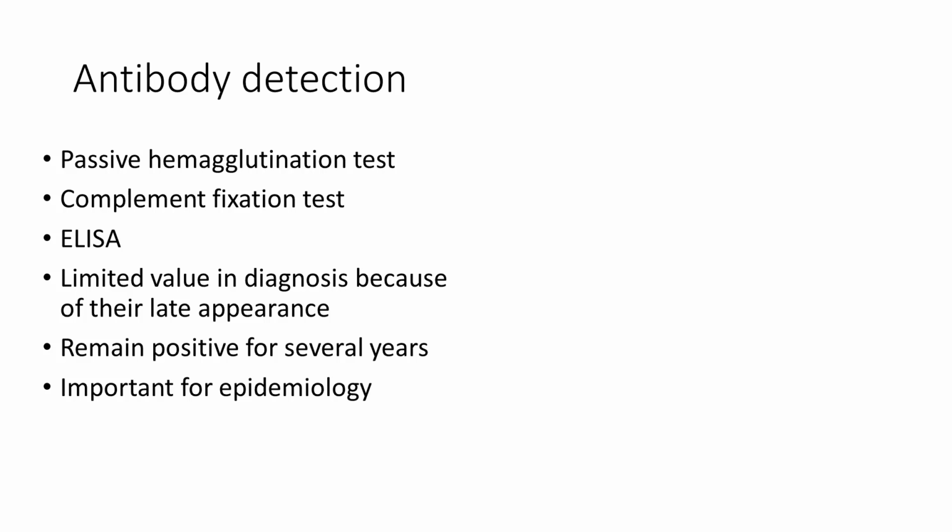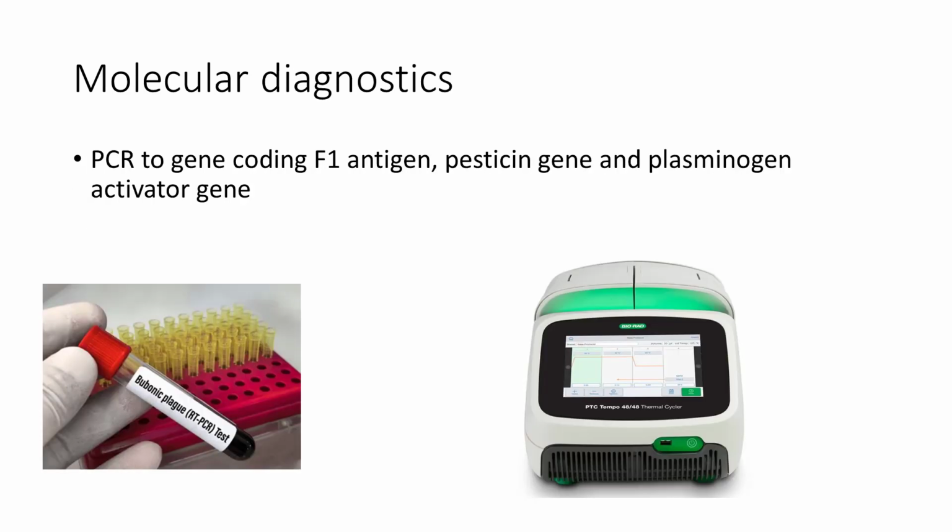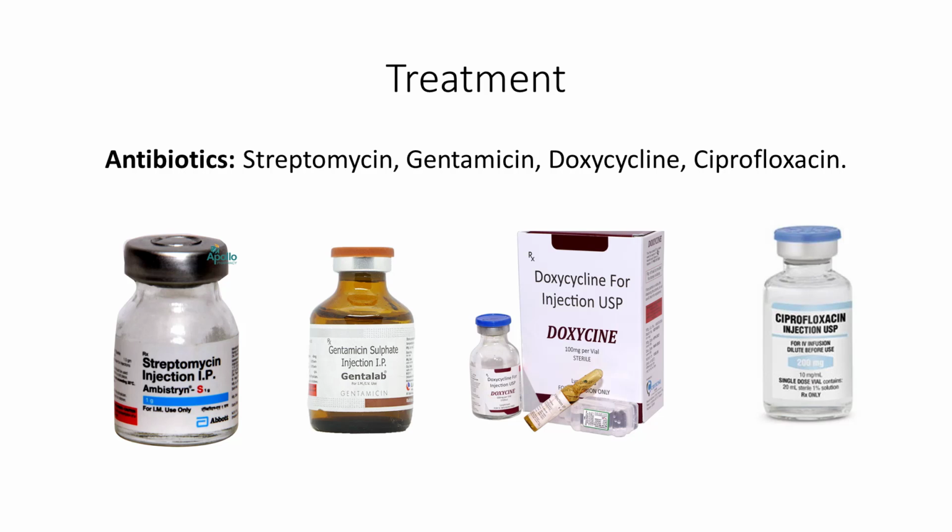They have limited value in diagnosis because of their late appearance, and antibodies can remain positive for several years, but serology is important for epidemiology. Plague can also be diagnosed using molecular tests like PCR, targeting the gene coding F1 antigen, the pesticin gene, and the plasminogen activator gene.